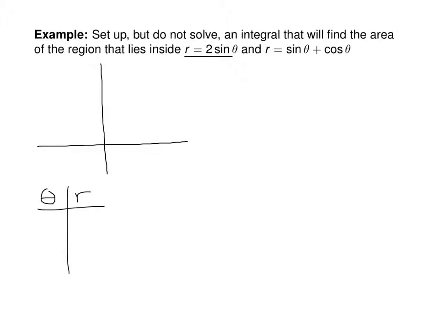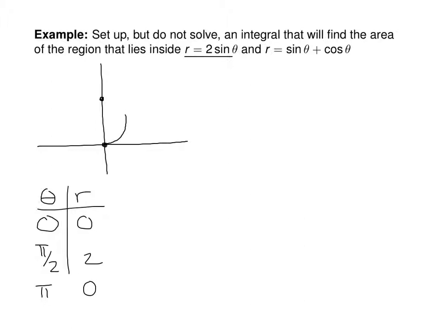So set up, but do not solve, an integral that will find the area of the region inside of r equals 2 sine theta and r equals sine theta plus cosine theta. So first let's graph 2 sine theta. If theta is 0, r is 0. If theta is pi over 2, r is 2. And by pi, we're back at 0, and then we're just going to cycle.